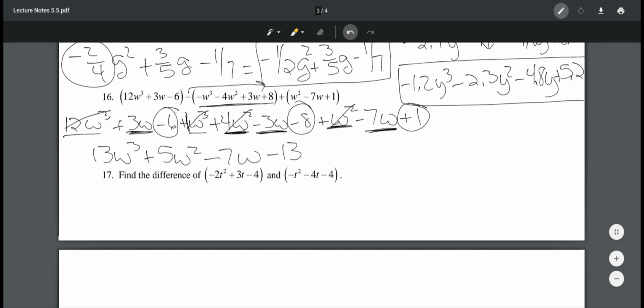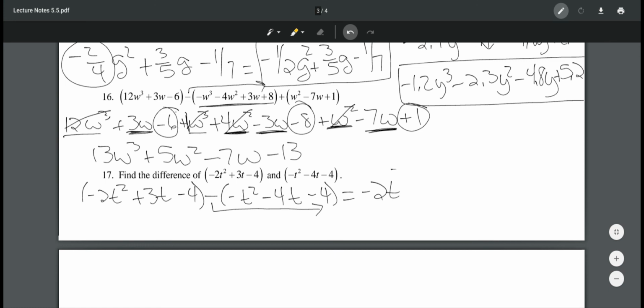Now, for number 17, it simply wants us to find the difference. So we're going to take negative 2t squared plus 3t minus 4. We're going to subtract negative t squared minus 4t minus 4. And then I'm going to go through and find the opposite of this. So that would be negative 2t squared plus 3t minus 4. Then I get positive t squared, positive 4t, and positive 4.